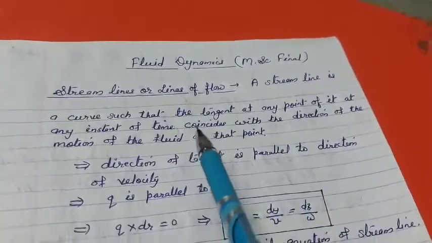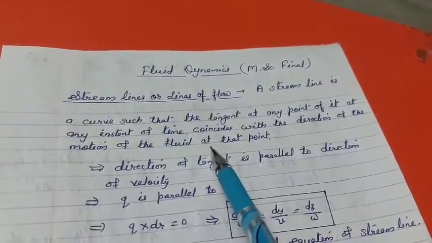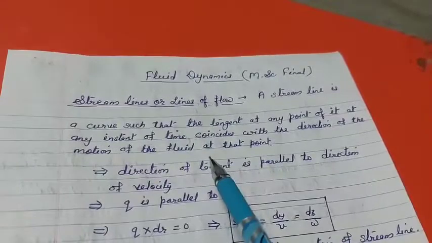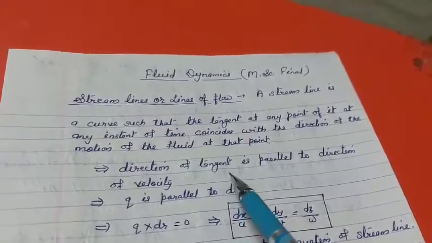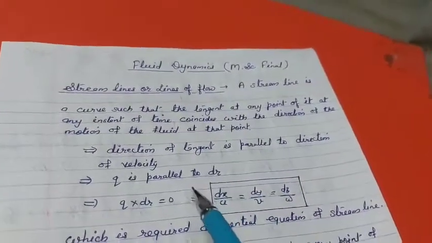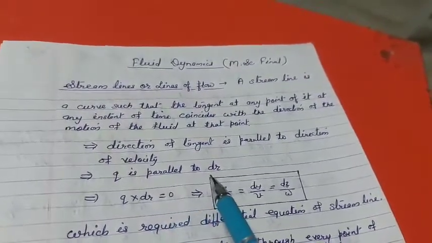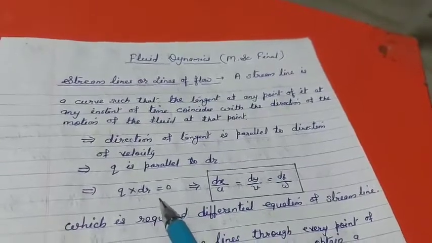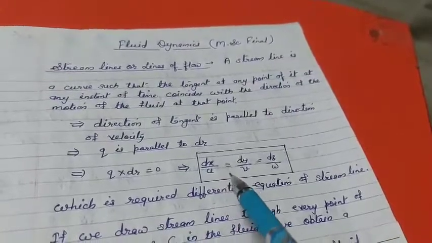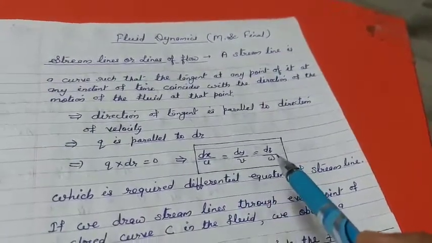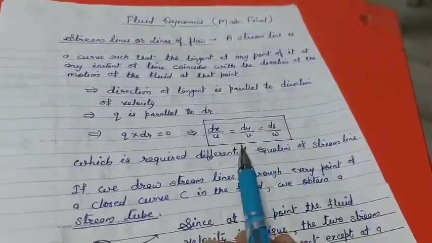A streamline is a curve such that the tangent at any point of it, at any instant of time, coincides with the direction of the motion of the fluid at that point. That means the direction of the tangent is parallel to the direction of velocity. If q is velocity, then q is parallel to dr, or rather, q cross dr equals 0. Solving this, we have dx upon u is equal to dy upon v is equal to dz upon w, and this is the required differential equation of streamlines.